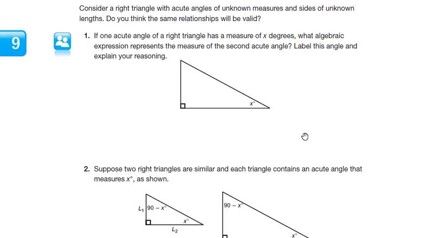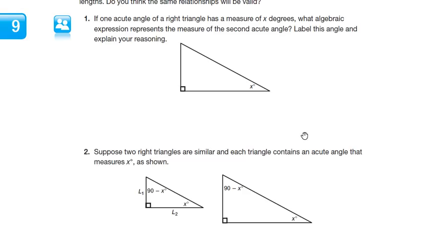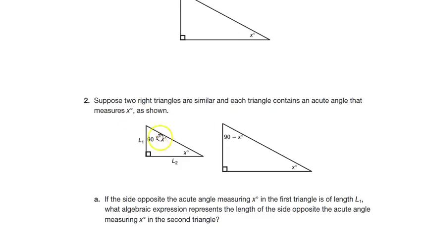So now, let's see. If an acute angle of a right triangle has a measure of x degrees, what algebraic expression represents the measure of the second acute angle? So that means, what would this be? Well, if this is x, we know that the three of them have to add to 180 by the triangle sum theorem. This is a right angle. Take that away. Now you have, take away 90 from 180, and you're left with 90. So basically, in every right triangle, the two acute angles are complementary. They have to add up to 90. So if this is x, this is 90 minus x, and you can see that right here.